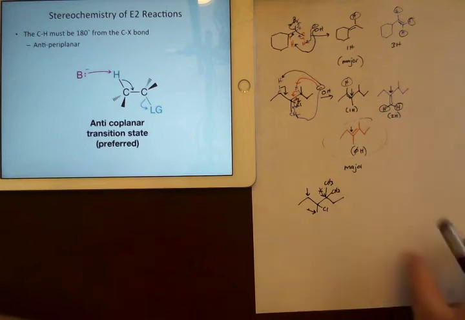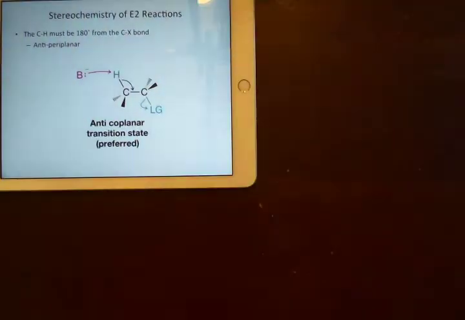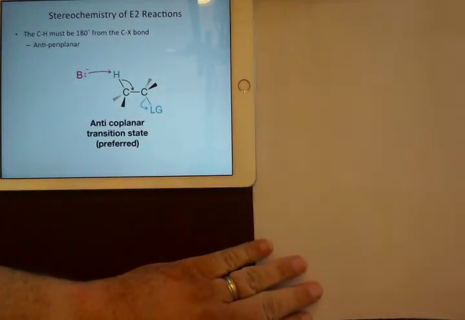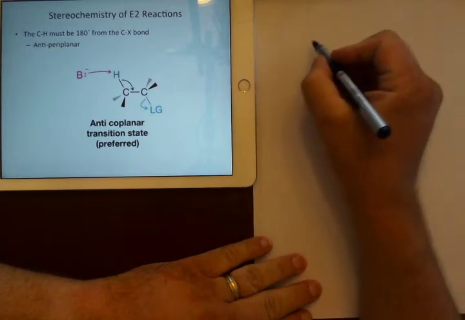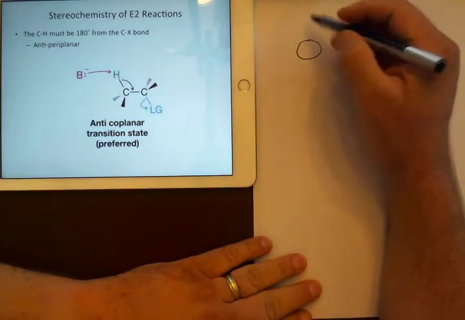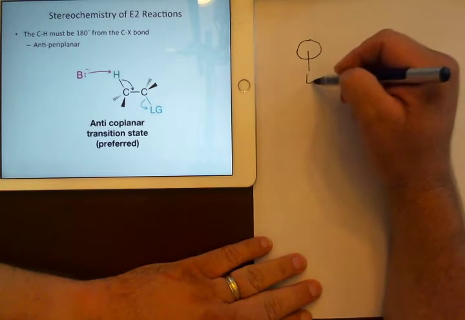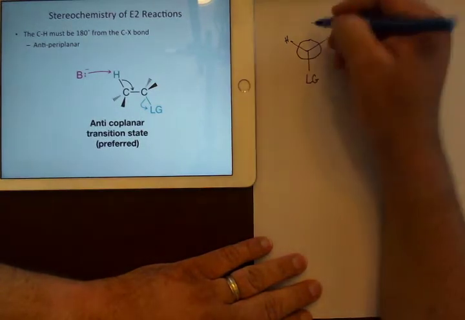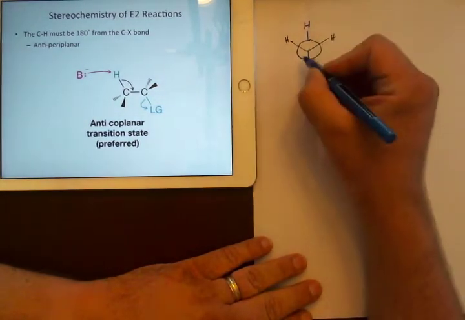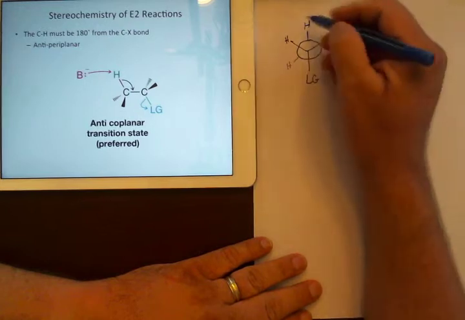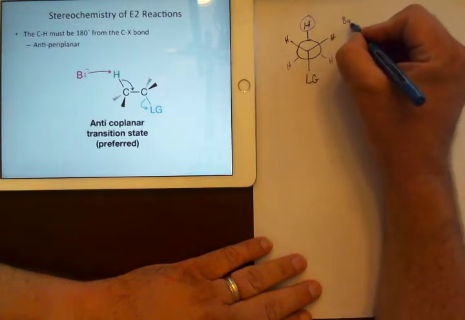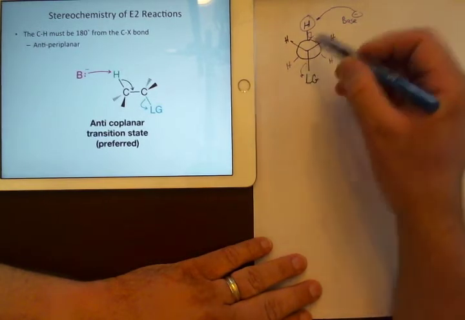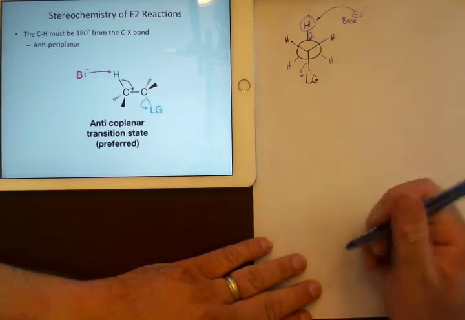Now again, the bond has to be 180 degrees, or the hydrogen has to be 180 degrees from that leaving group, and that's what's called antiperiplanar. If you look at this in a Newman projection, your leaving group is here, hydrogen, hydrogen. But the hydrogen that actually gets away has to be like this. So if this is the one that the base is going to attack, it's going to go here, collapse down, kick away. But they have to be 180 degrees from each other.